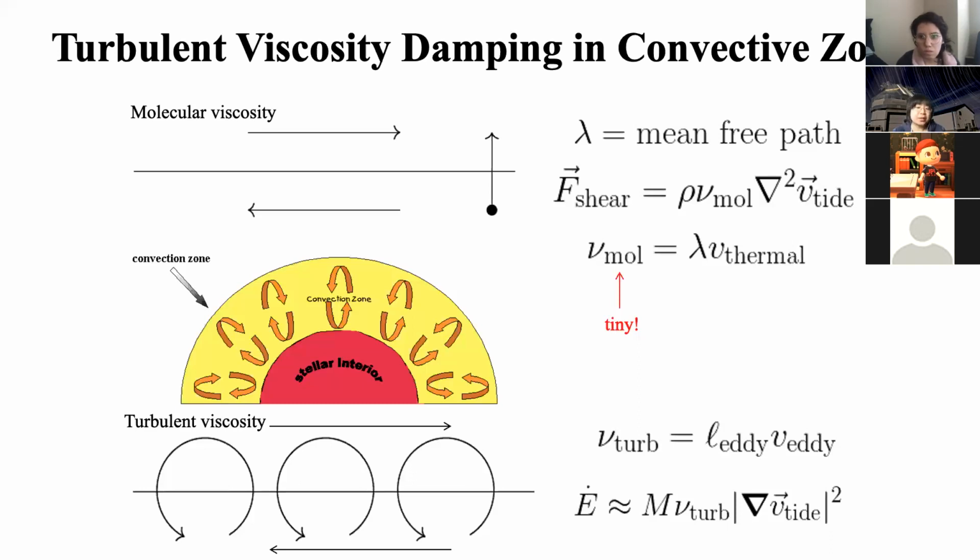The turbulent viscosity is the eddy's length times the eddy velocity, and the size of the eddy is much greater than the mean free path of the molecules. So in calculating the tidal dissipation for the equilibrium tide, turbulent viscosity is much more important than the molecular viscosity.